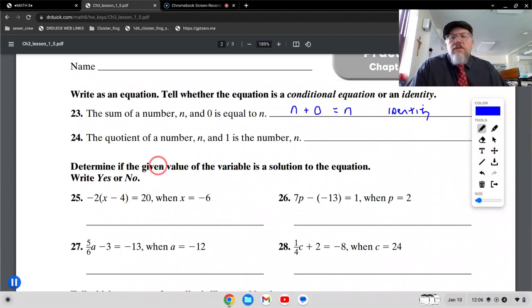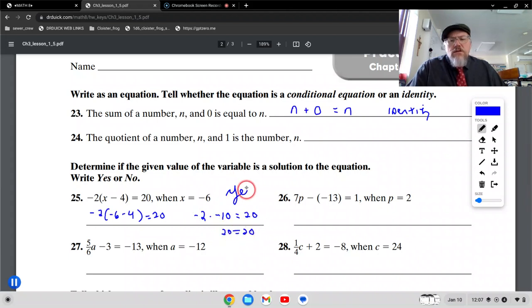Let's do 25. Determine whether the given value of the variable is a solution to the equation, right? Yes or no? So I'm going to put minus 6 in for the x, so it's minus 2 times minus 6 minus 4 equals 20. Well, minus 6 and minus 4 is like minus 10, right? So 2 times minus 10 equals 20. Well, negative times a negative is positive, so 20 equals 20. I would have to say, yes, indeed, that one works, right?